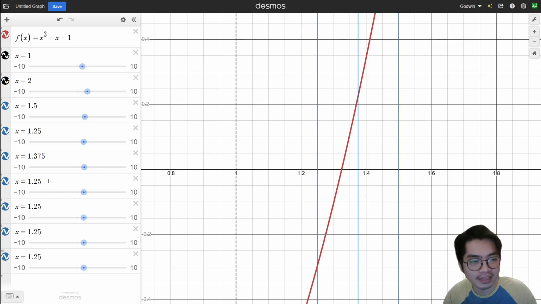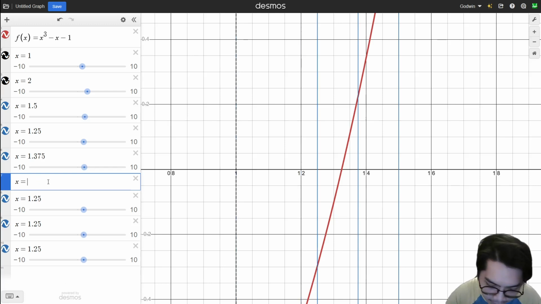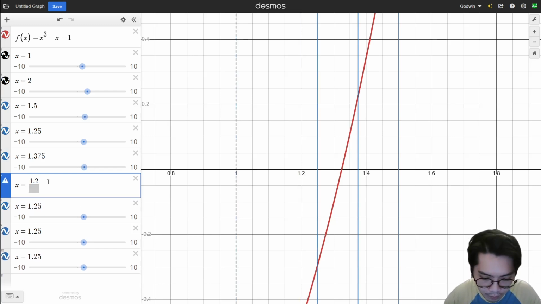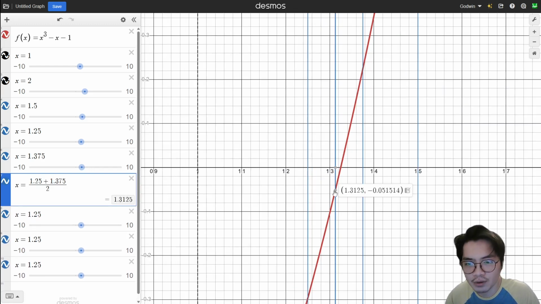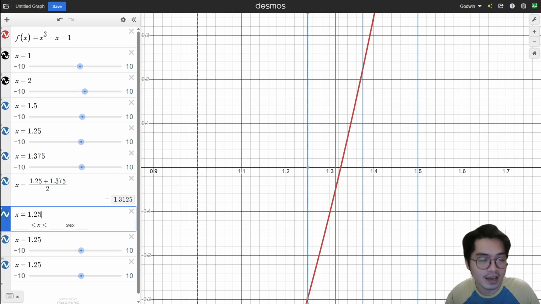Now, we will take the average between 1.25 and 1.375, so 1.25 plus 1.375 divided by 2. And now that gives us 1.3125, which gives us a negative number. So what we will do is we will bound it between 1.3125 and 1.375, and then we repeat, and so on and so forth.